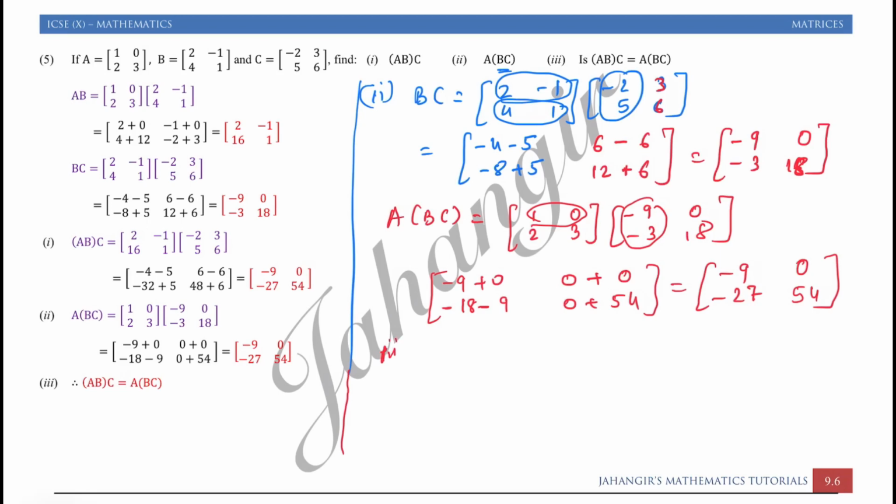Now third part, I have to check whether both are equal. First part I had already erased, but let me check from here. First part was minus 9, minus 27, 0, 54, and second part is over here. So now both parts are equal, so therefore we can say AB multiplied by C is equal to A multiplied by BC.